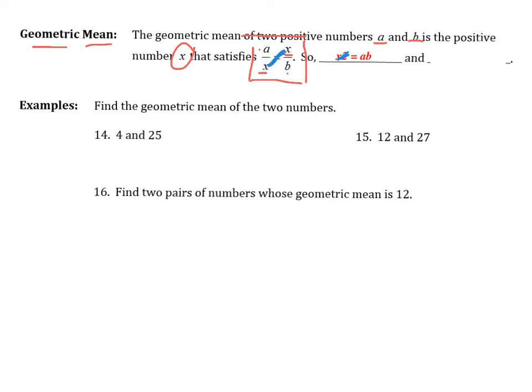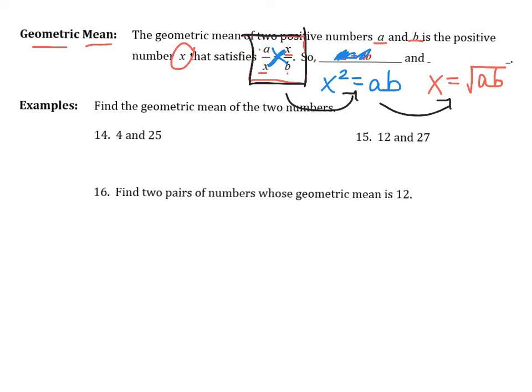Now when I have a proportion set up like this, that means when I cross multiply, I'm always going to end up with, sorry, that should be x squared, and it's always going to be equal to a times b. What's going to follow after that is that x is going to equal the square root of a times b. So it's always going to follow these three steps for geometric mean. It's always going to be set up like this, followed by x squared equals a times b, followed by x is equal to the square root of a times b.